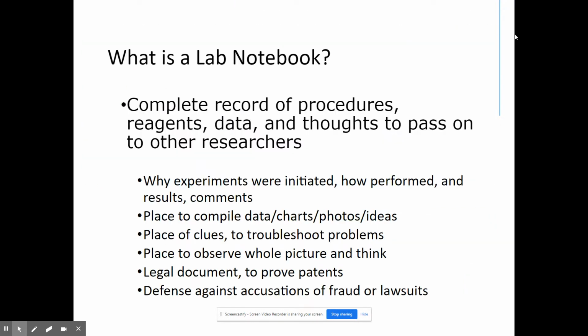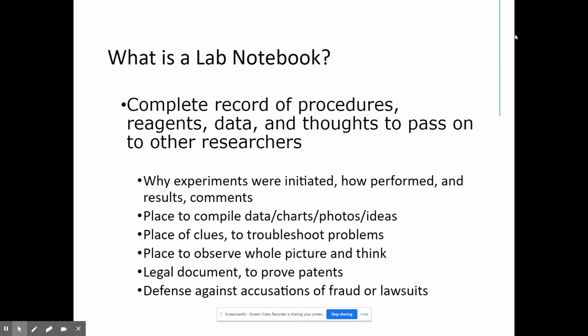Okay, so what is a lab notebook? Lab notebooks are central to science. Even with the advent of technology, the lab notebook is the way that scientists go. It's a complete record of the procedures, reagents, data, and thoughts to pass on to other researchers. This is one of the big things that I think you will take away from this class: learning how to set up a lab notebook. It's going to be important for you in college.